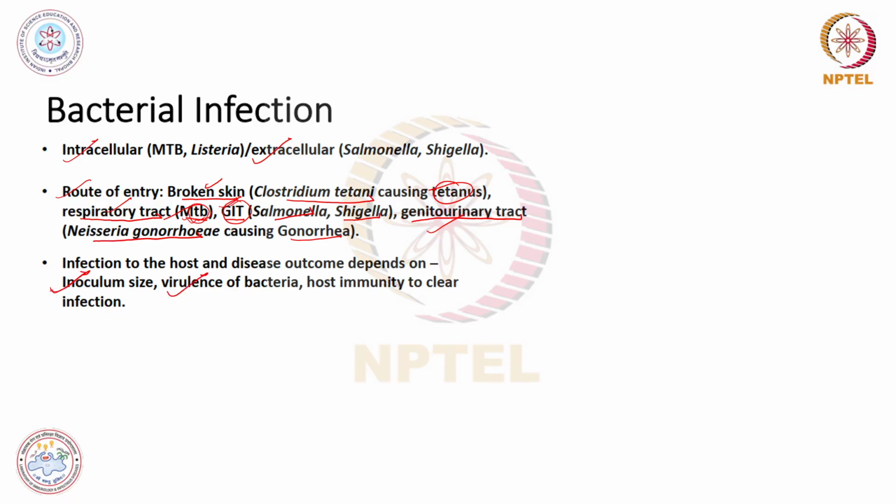Next is the virulence of the bacteria. If your bacteria is less toxic, then you might not get infection. But if it is very toxic, then even a single exposure can make you ill. And next is our host immunity: how strong the immune system of our host is. So these are the factors on which the outcome of a disease depends: inoculum size, virulence of bacteria, and host immunity.